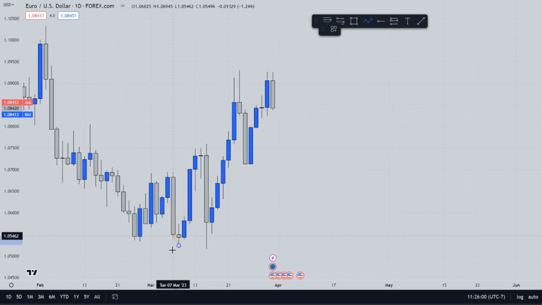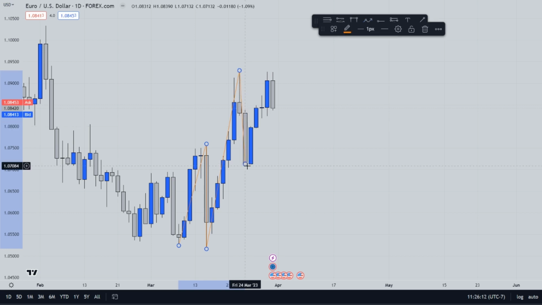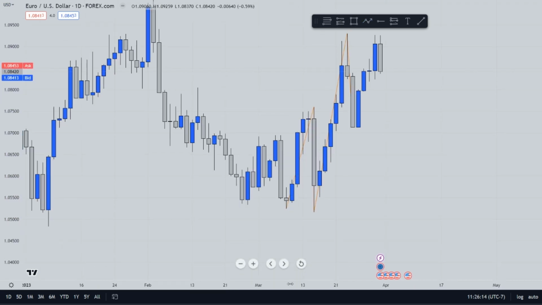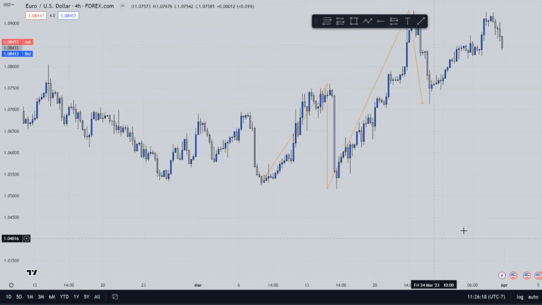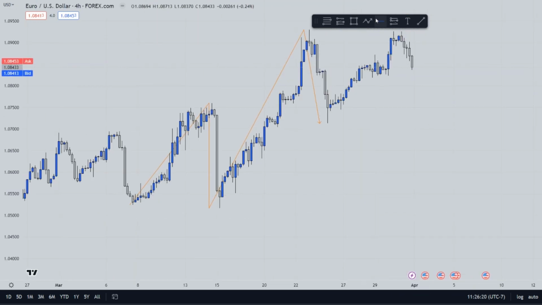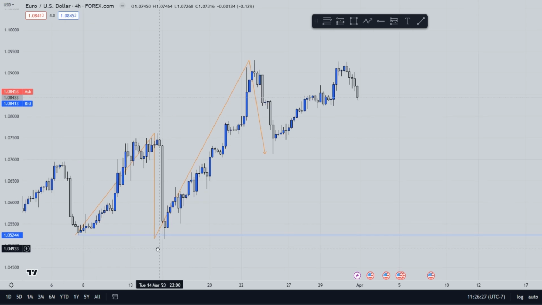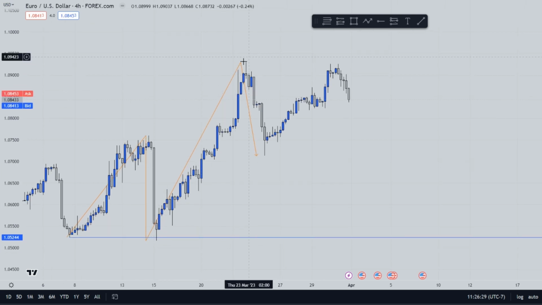So start at this low. It broke these highs. It created a higher low. It wicked below, but on the 4 hour time frame, it didn't close below. And then it made a higher high and higher low. So let me just show y'all real quick. Right here, you can see this was the low, and it wicked below, but it didn't close below. So this is a higher low and then created a higher high.